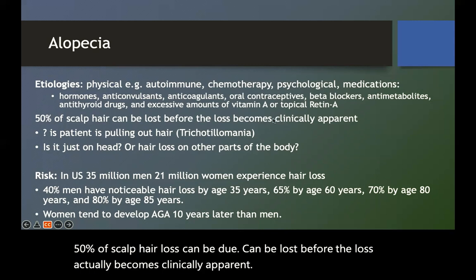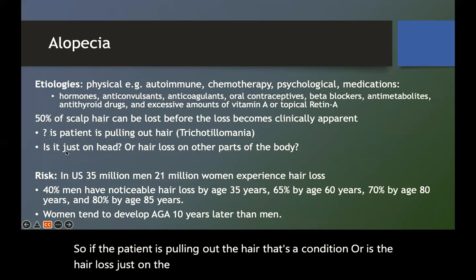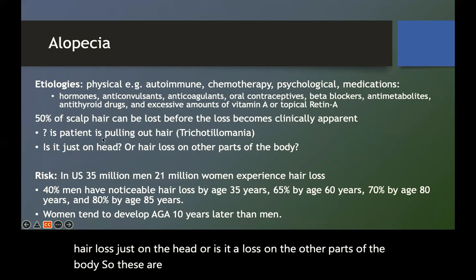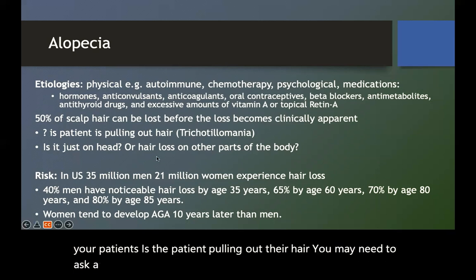So if the patient is pulling out the hair, that's a condition, or is the hair loss just on the head? Or is it a loss on the other parts of the body? So these are definitely things you want to ask and assess of your patients. Is the patient pulling out their hair? You may need to ask a caregiver if they're not aware or they're not sure. They don't even realize they're doing it.